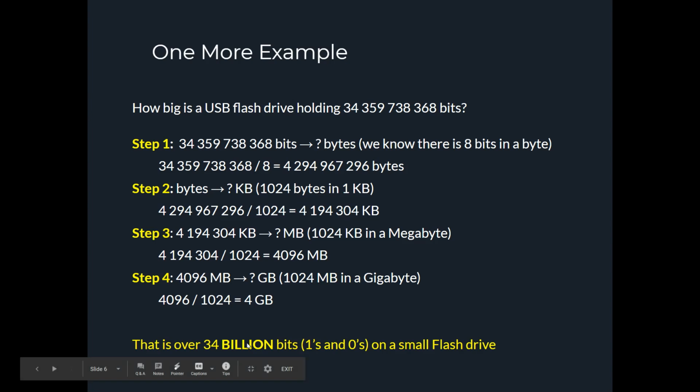So that means that there's over 34 billion bits on a very tiny little 4 gigabyte flash drive. That's crazy. That's a lot of ones and zeros. So that's it for conversions of memory sizes and calculations of frequencies.